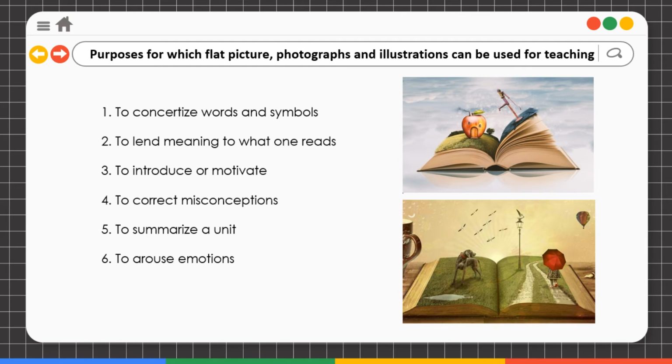Number 4, to correct misconceptions. Pictures and photographs can make meanings more vivid and clearer because they can capture scenes, emotions, and details which words are not able to describe. So concepts are non-pictorial, but they can help in developing and presenting them. So gumagamit tayo ng pictures, images, or photographs upang ipaintindi sa mga learners yung mga concept na hindi natin kayang sabihin or ipakita through text or oral presentation.